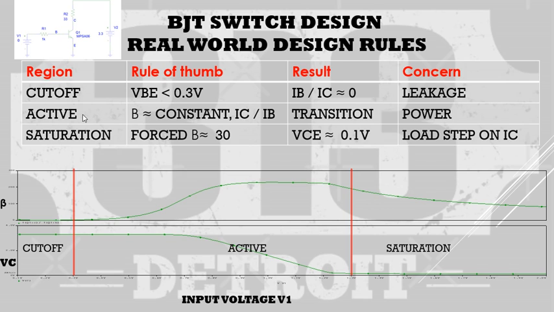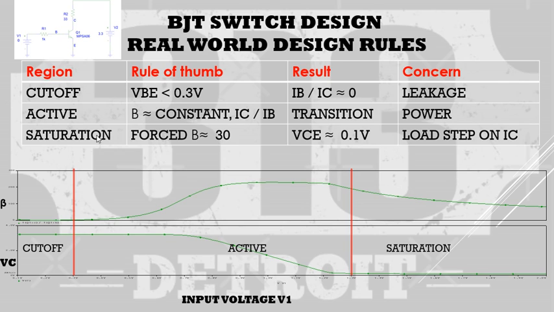To go into the cutoff region, where we take a BJT transistor and we shut it off, we're going to make sure that our VBE voltage, our base emitter voltage, is reverse biased. And over automotive temperature from minus 40 degrees C to 100 degrees C, if we push the VBE below 300 millivolts, we're not going to have any collector current to worry about, only leakage.